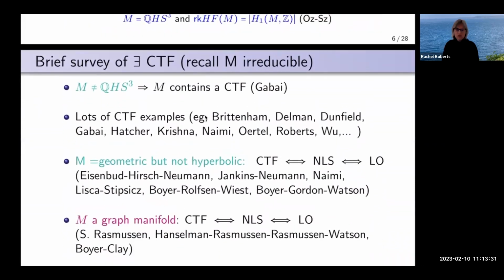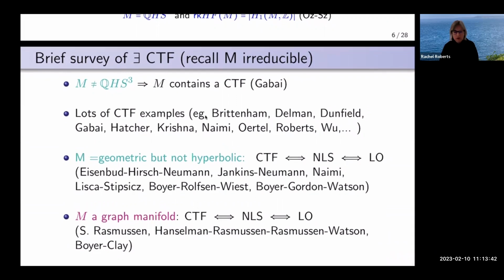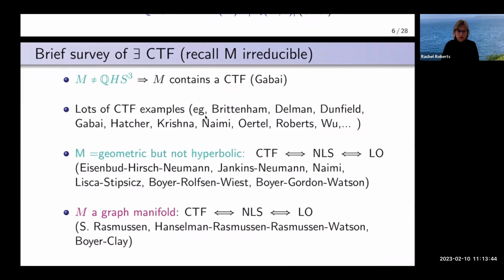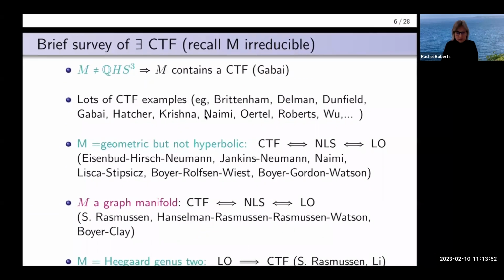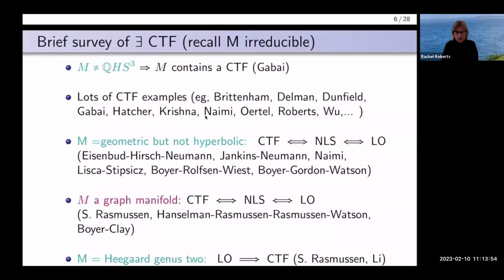So a brief survey of existence of CTF. Remember, if you have a CTF, you're irreducible. So from now on, I am assuming that my manifold is irreducible. If M is not a rational homology sphere, then Gabai tells us that M contains a CTF. And we heard quite a lot of details about that thanks to Ian. And there are lots of CTF examples.